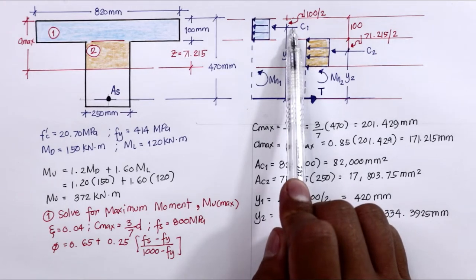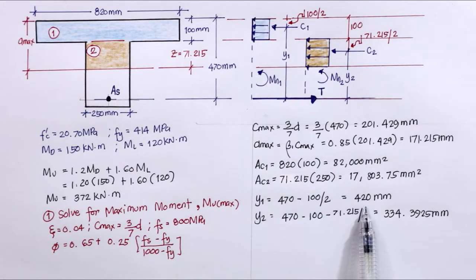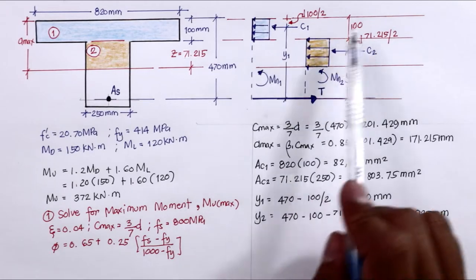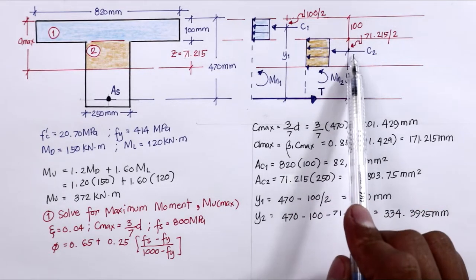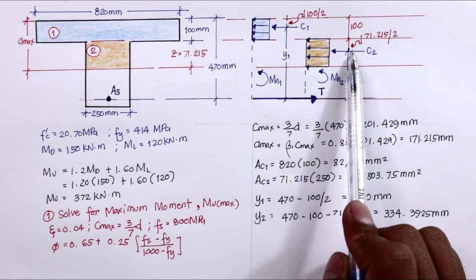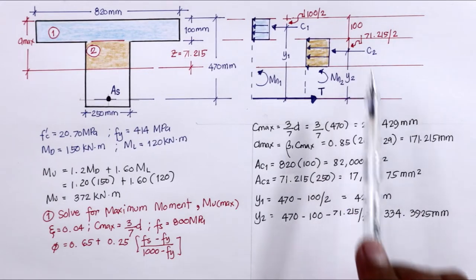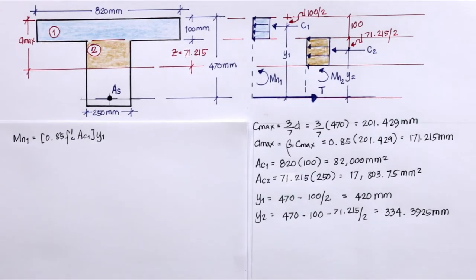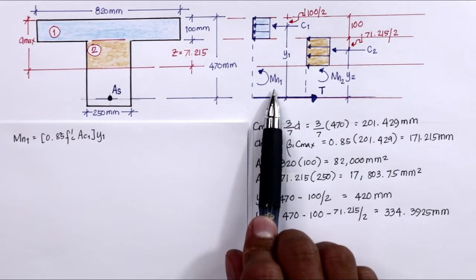Solving for the value of Y1 and Y2, Y1 is equal to effective depth 470 minus this distance 100 over 2. Then Y1 is equal to 420 mm. Y2 is equal to effective depth 470 minus 100 minus this distance 71.215 over 2. Then the value of Y2 is equal to 334.3925 mm.